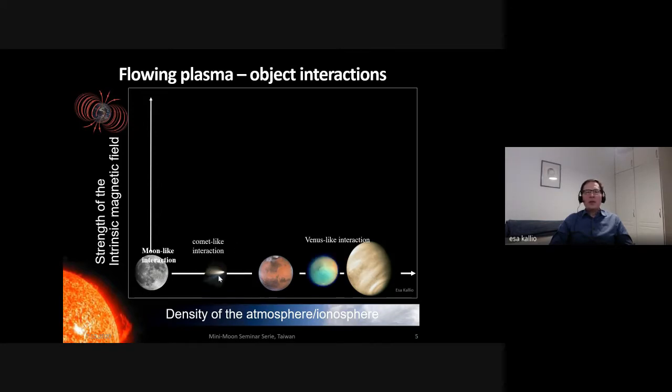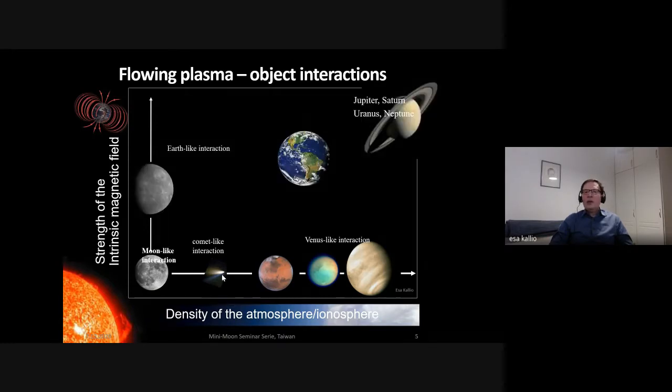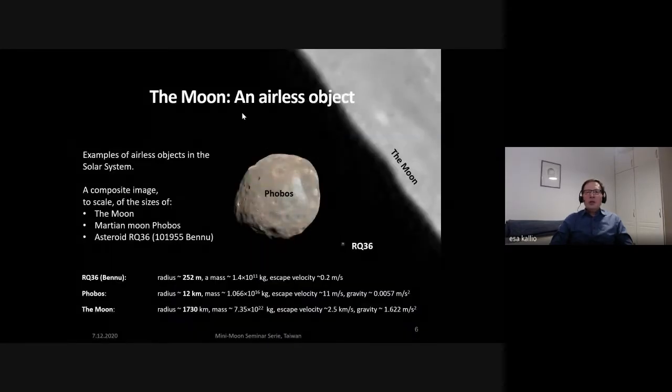Then we also have a comet-like interaction: a small core, but a large, extended, neutral, and expanding cloud. And then the Earth-like interaction, where we are no longer on this axis, as we also have an intrinsic magnetic field. So we have Mercury, Earth, and then the giant planets, icy and gas giants. But today we are talking about the moon-like interaction. The moon is also an example of a so-called airless object.